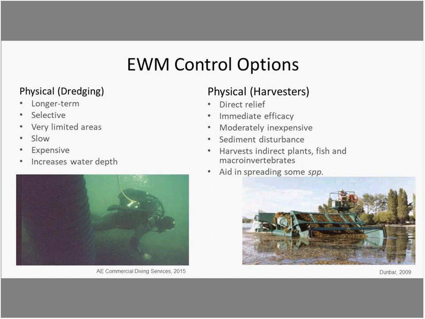Harvesters can provide direct relief. They're pretty immediately effective. Basically, they just mow through a big patch and clear up all the plants. However, it can also indirectly harvest native plants and other species as well.